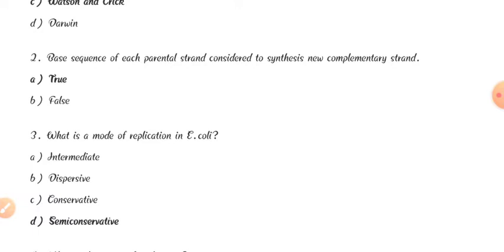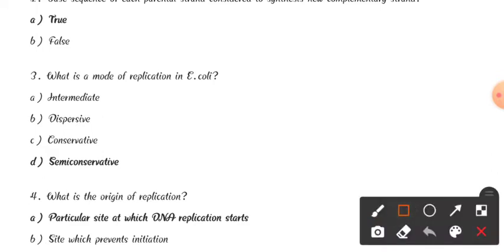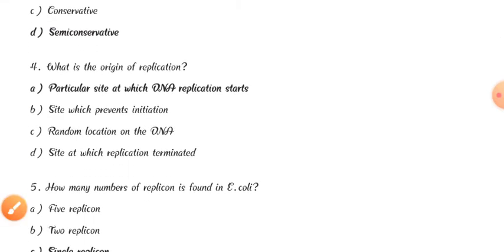So the base sequence of each parental strand is considered to synthesize the new complementary strand. This statement is 100% true. Okay, option A is the correct answer. Now friends, question number 3: what is the mode of replication in E. coli? Semi-conservative, option D, is the mode of replication of E. coli and is the correct answer.